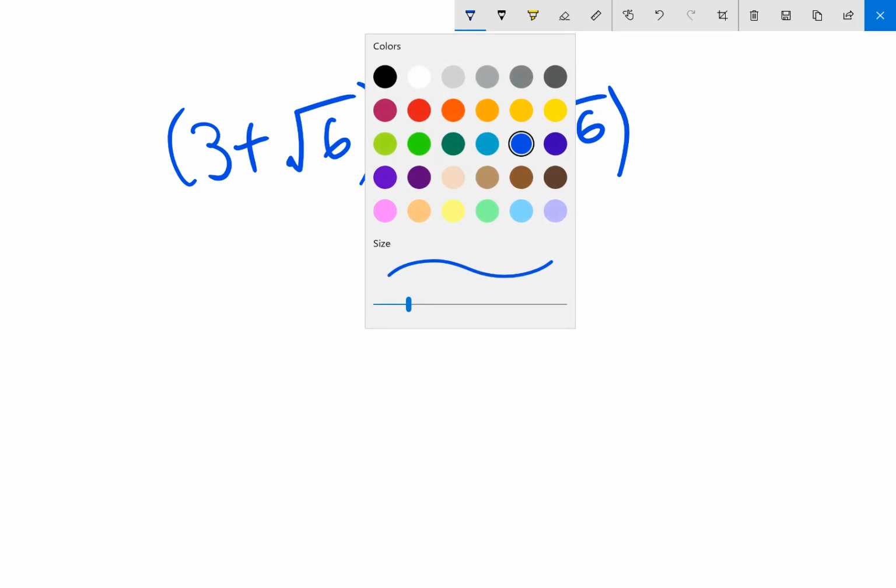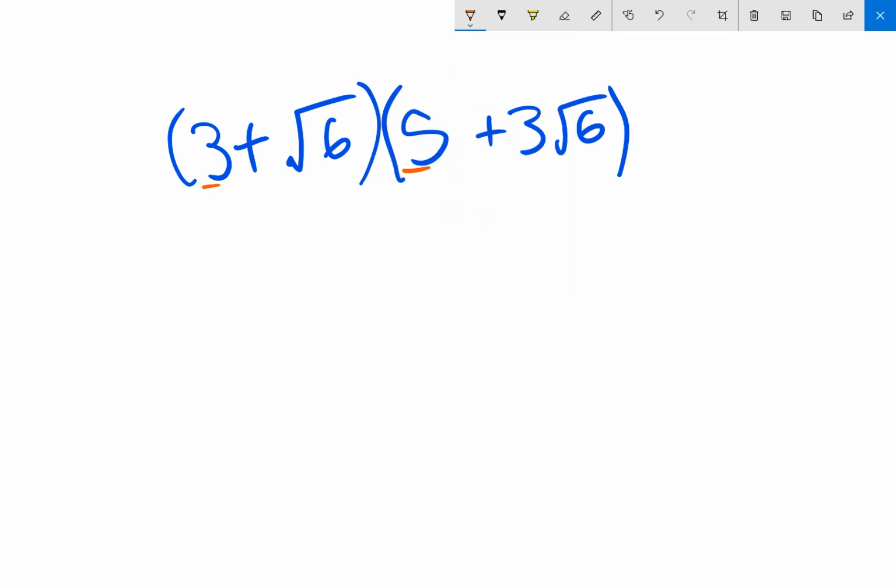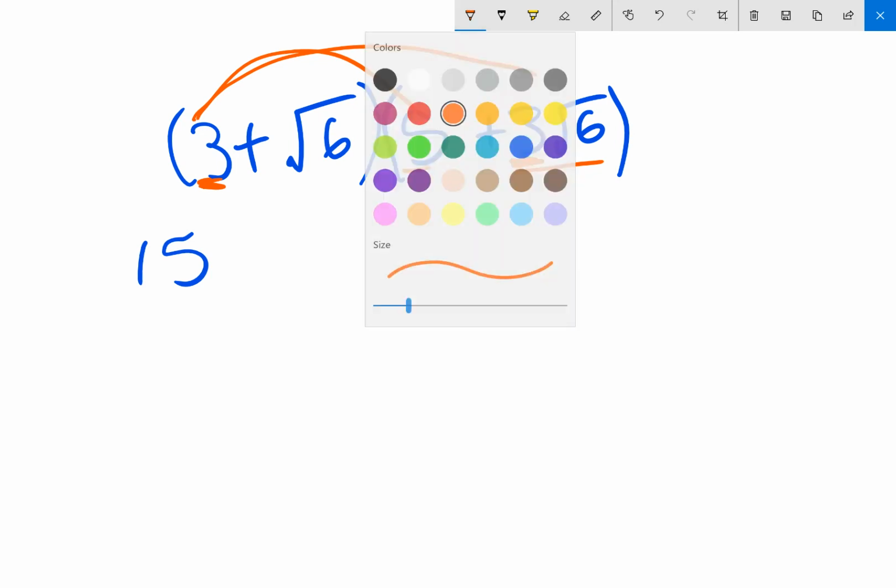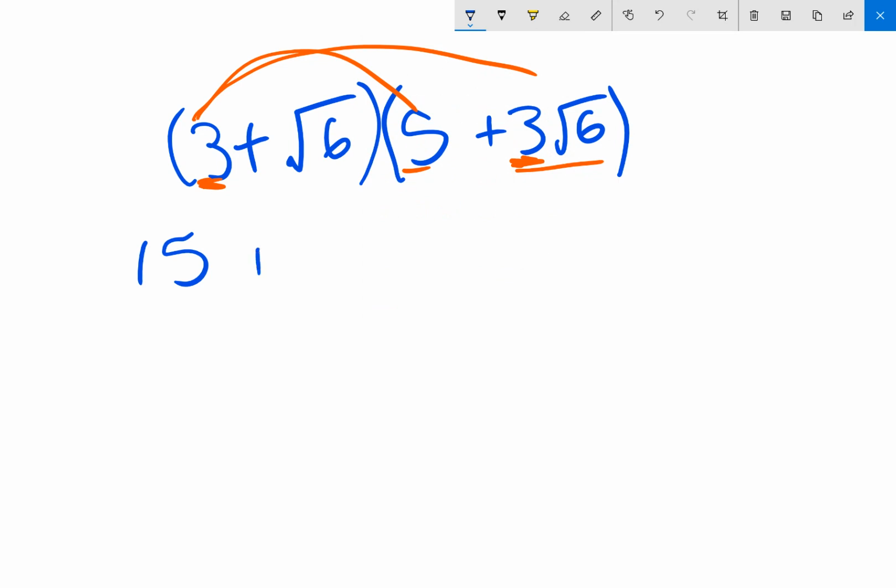So remember FOIL, okay? Multiply the first term together with the first term. So 3 times 5, that's going to make 15. And then we'll do my outer terms, O, which is 3 times 3 square root of 6. Now keep in mind that 3 and 3 are both outside the radical. So I can multiply that 3 with that 3. I cannot do anything with the square root of 6, though, but it kind of just comes along. So when I multiply 3 with 3, I get 9, and then the square root of 6 is there to tag along.